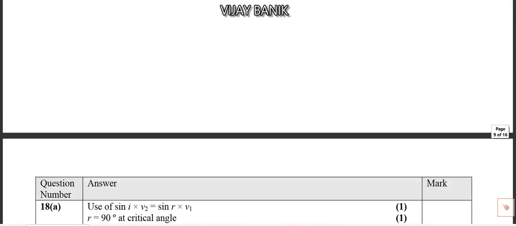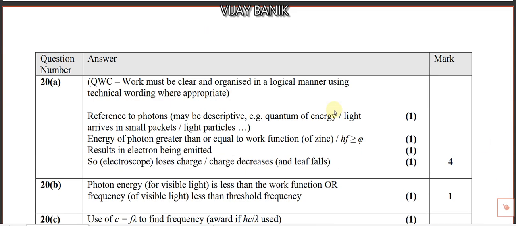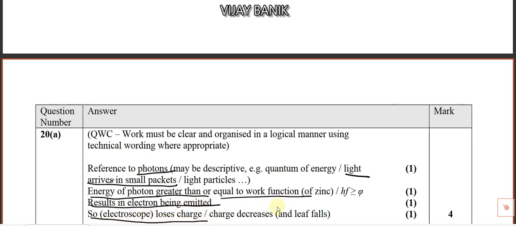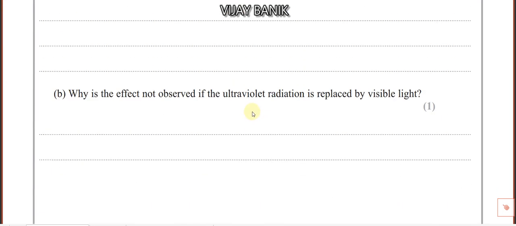It's question number 20. They said photons are small packets of light, or light arriving in small packets. The energy of the photon is greater than or equal to the work function, resulting in an electron being emitted. So the electroscope loses charge, the charge decreases, and the leaf falls. I said almost all the points except the first one: what are photons? Photons are light particles that arrive in small packets. Okay, let's go to the next question.